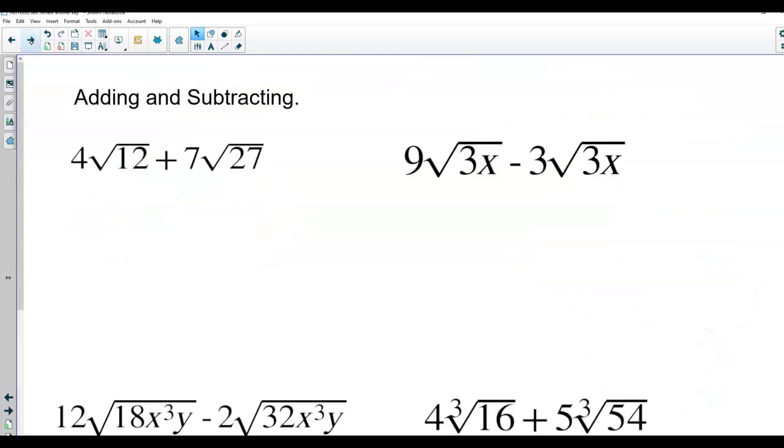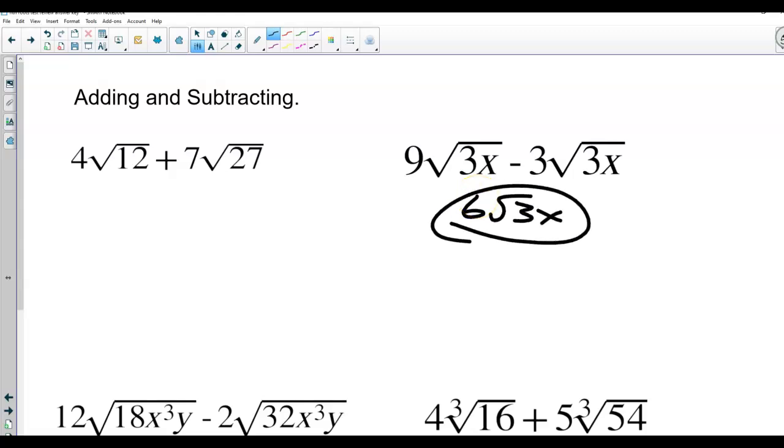All right, adding and subtracting. You will get one or two like this on the test. The first two are an absolute gift. I misspoke. The second one is an absolute gift. This one's a little bit harder. Sorry, so I'll do this one here first. This one is simply 6 root 3x. If you already have the same thing under the radical, you're good. Here, we've got to get the same thing under the radical before I can add or subtract.